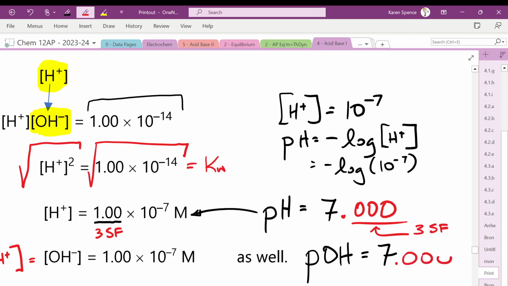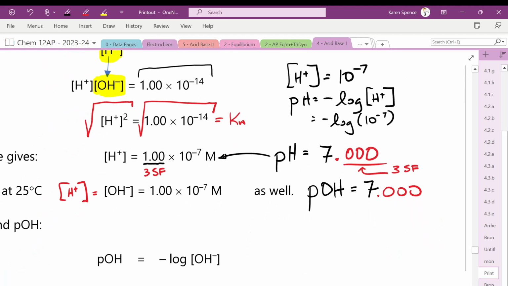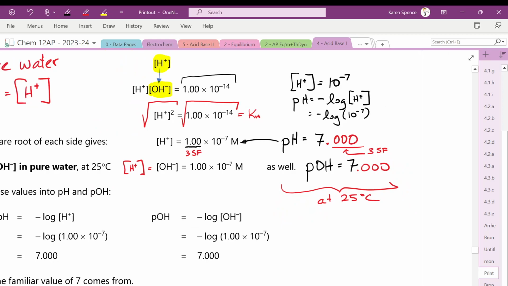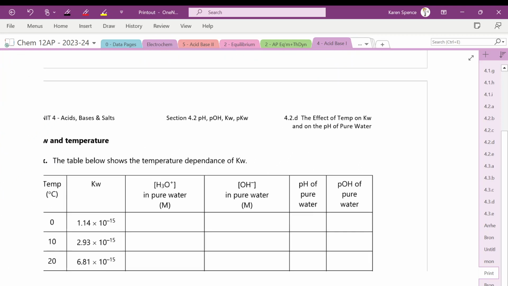Okay. So that's at 25 degrees Celsius. pH is equal to 7. pOH is equal to 7 at 25 degrees Celsius. Anyway, I've written out the whole thing down there, and that's where we get that from. Is that good? All right. Moving right along.